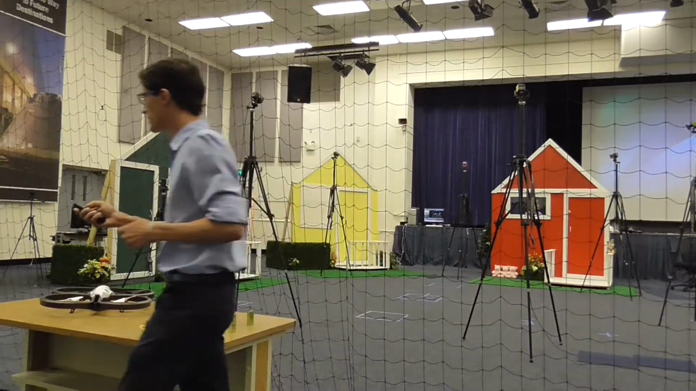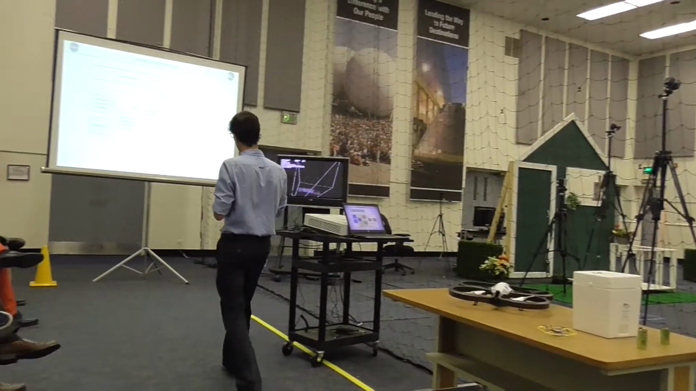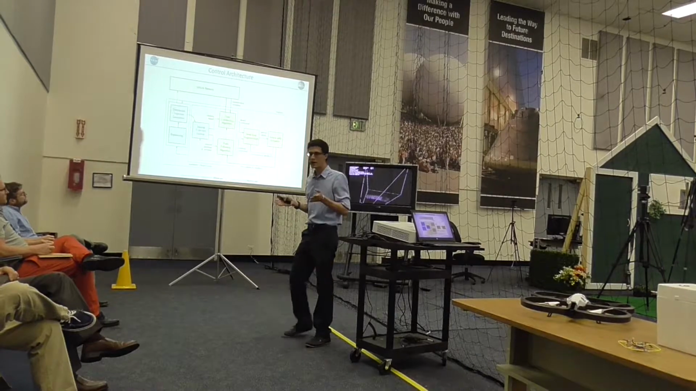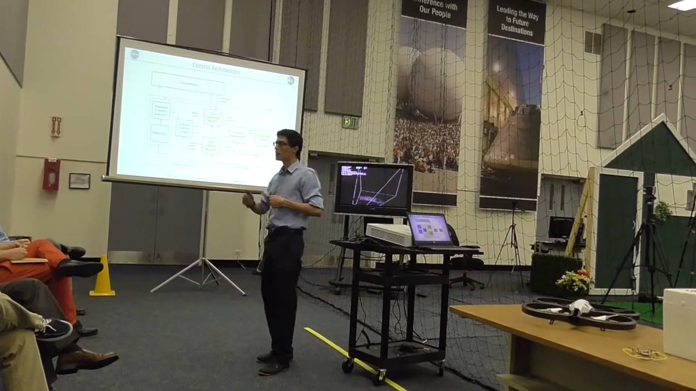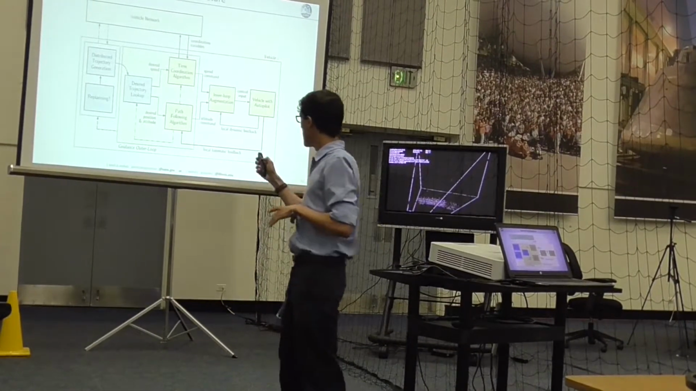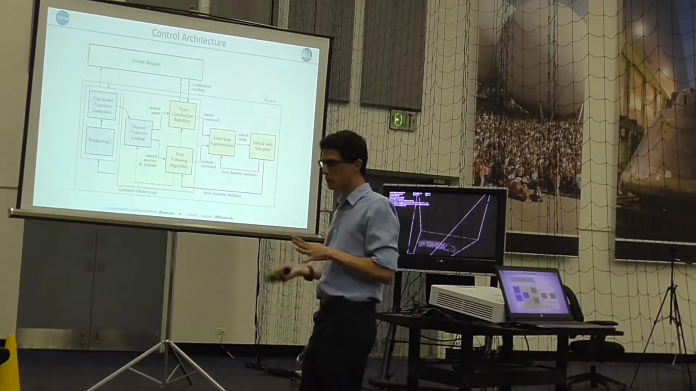So this is the control architecture that is running right now on that computer, and it can be broken down into three simple algorithms, which are trajectory generation, path following, and time coordination.